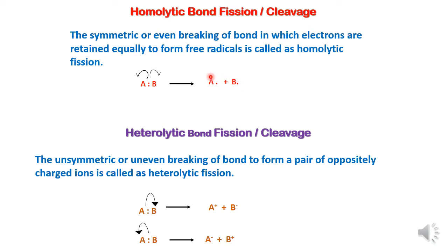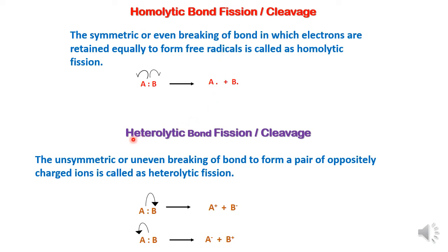So whenever there is a formation of free radicals, then we can say there must be homolytic bond fission or homolytic bond cleavage. This breaking of the bond is symmetrical or even, meaning each electron of the bond pair gets transferred over to the elements which are involved in the bond. So here two electrons are there, and one electron is retained by this A and another electron is retained by this B, and therefore we can call it a symmetrical or even breaking of the bond.